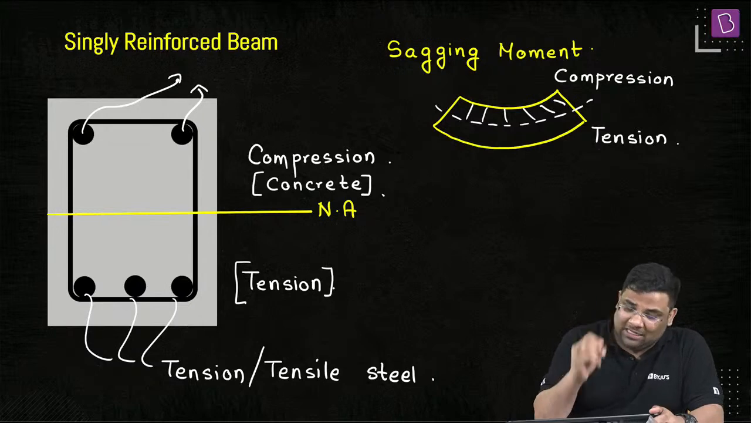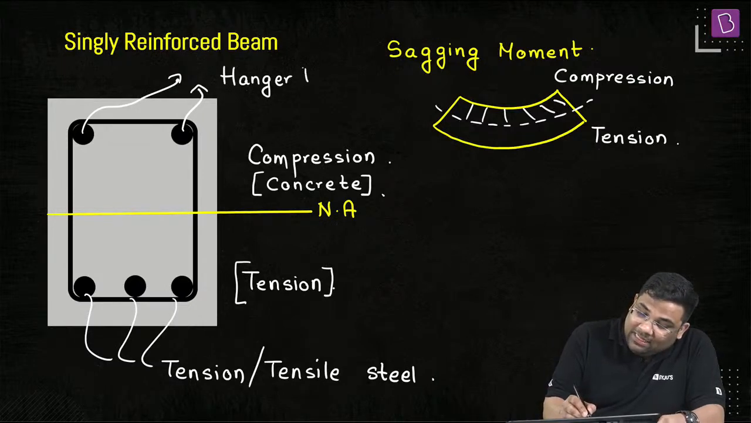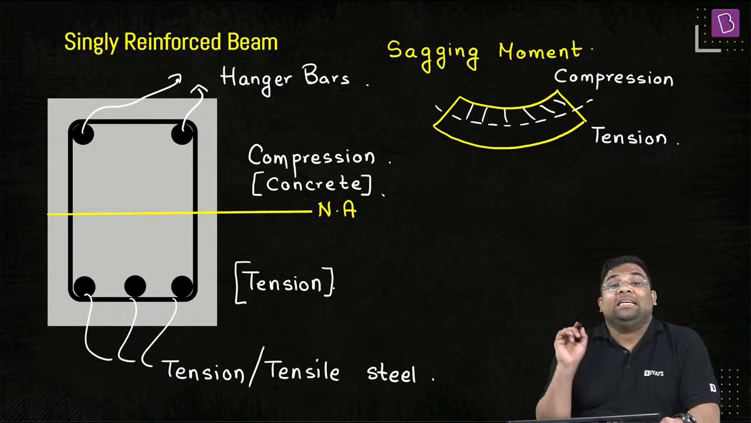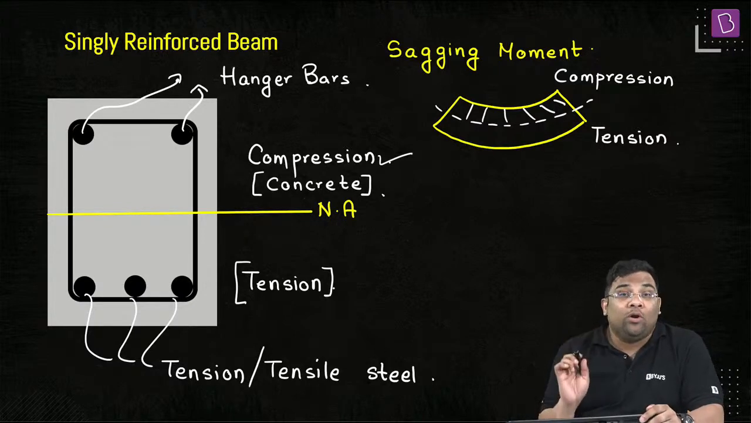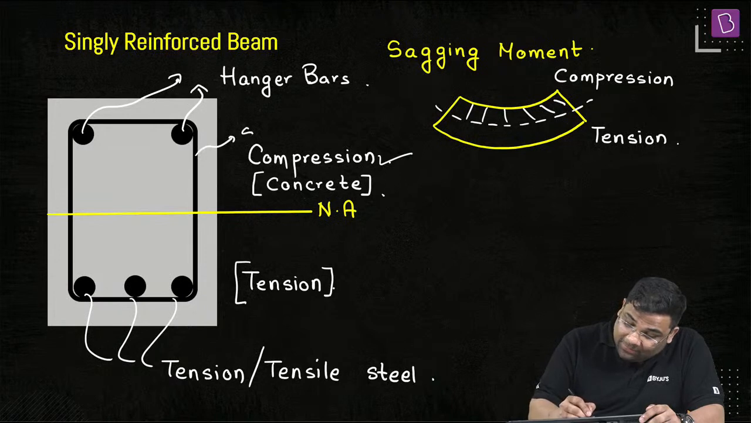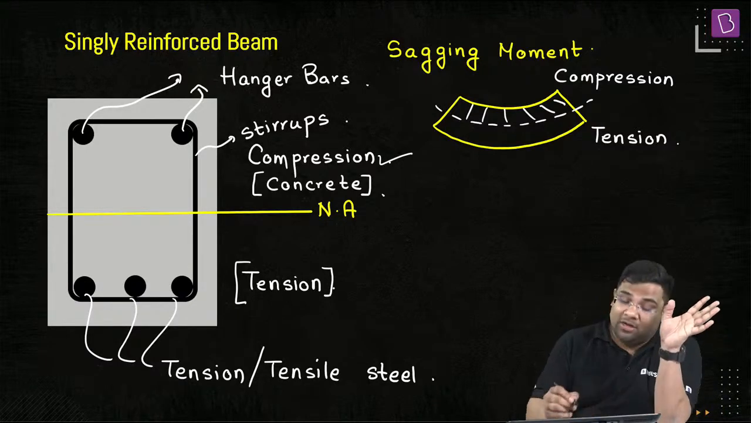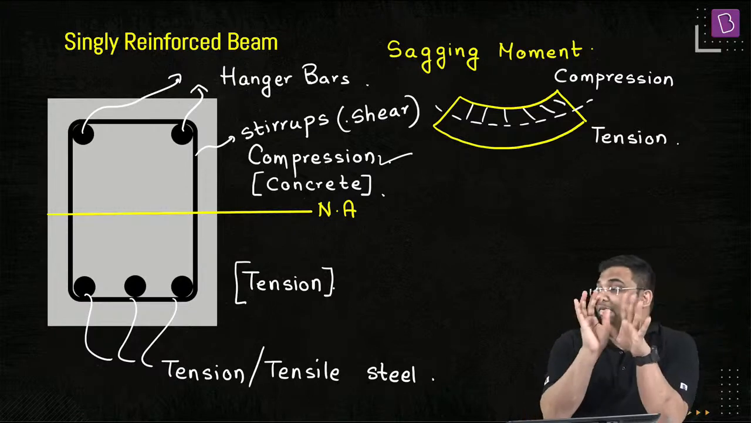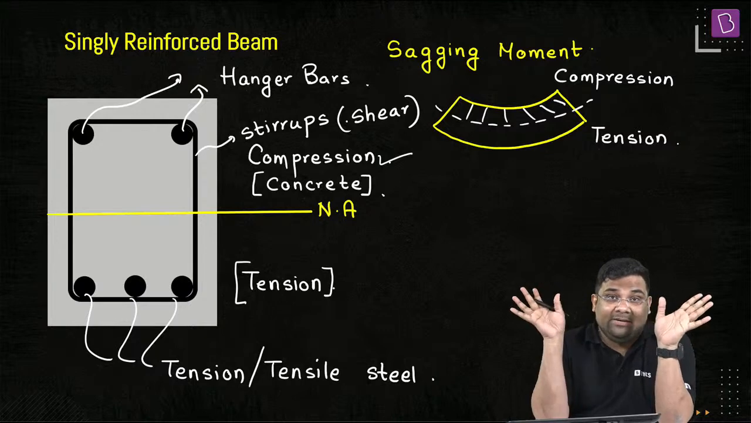These two steel bars are known as hanger bars. They are not taking the compression. The compression is taken by concrete only. They are hanger bars to hold the stirrups, right? Now stirrups are provided for shear. So I can say these are the parts of a singly reinforced beam.